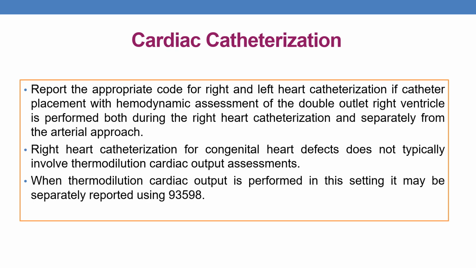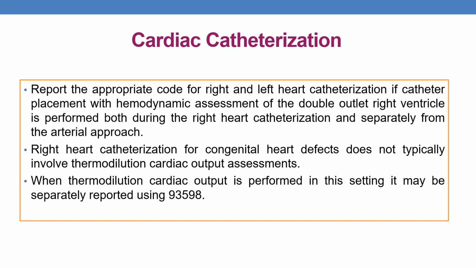The next scenario is to report the appropriate code for right and left heart catheterization if the catheter placement with hemodynamic assessment of the double outlet right ventricle is performed both during the right heart catheterization and separately from the arterial approach.